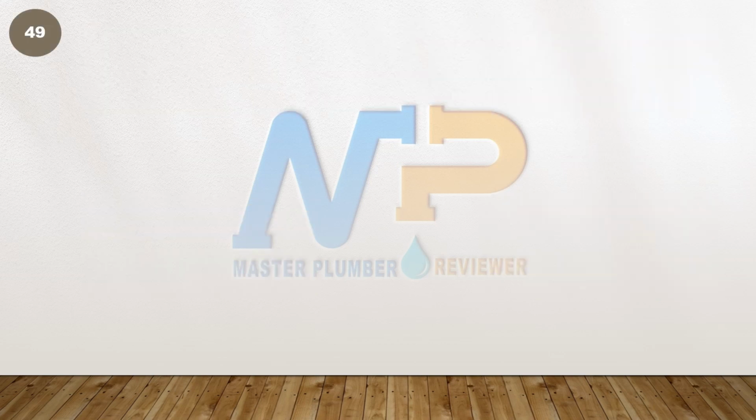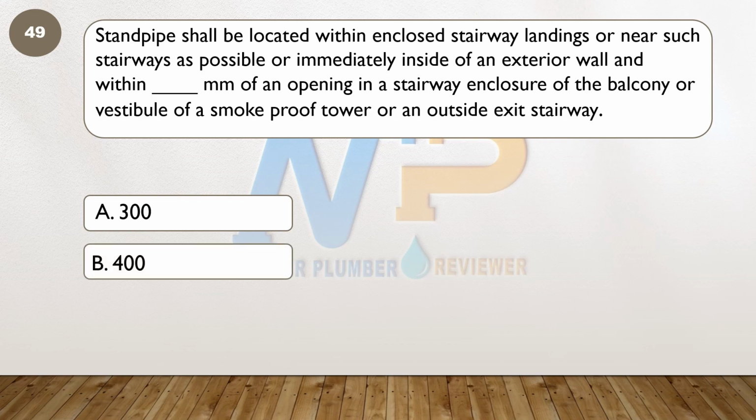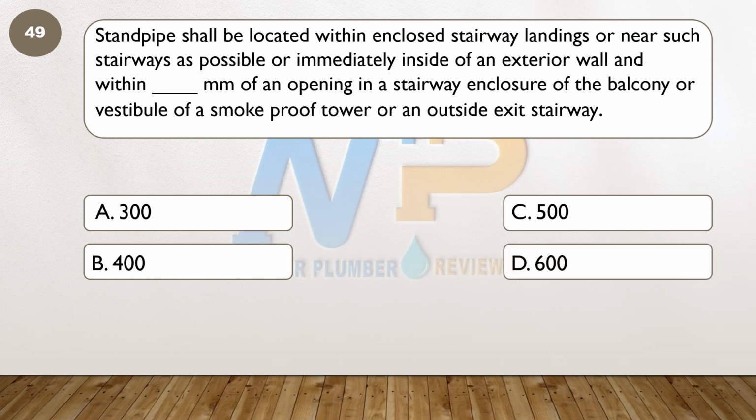Number 49. Standpipe shall be located within enclosed stairway landings or near such stairways as possible, or immediately inside of an exterior wall and within blank millimeters of an opening in a stairway enclosure, of the balcony or vestibule of a smoke-proof tower or an outside exit stairway. A. 300. B. 400. C. 500. D. 600. The answer. It's A. 300.